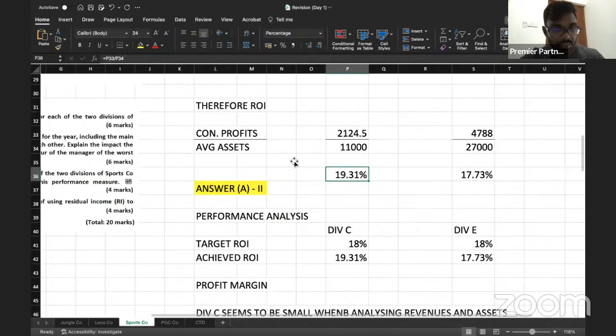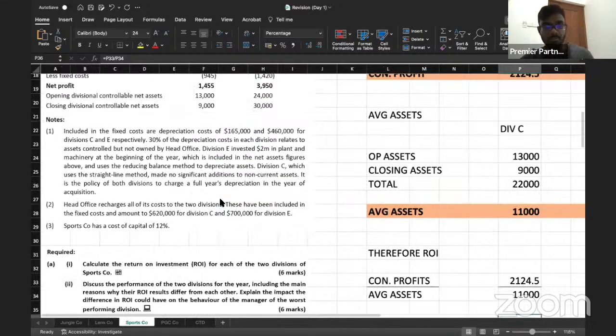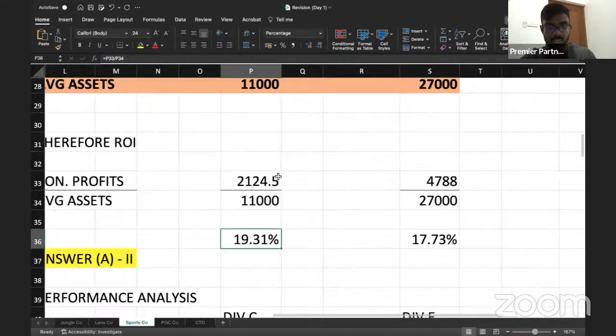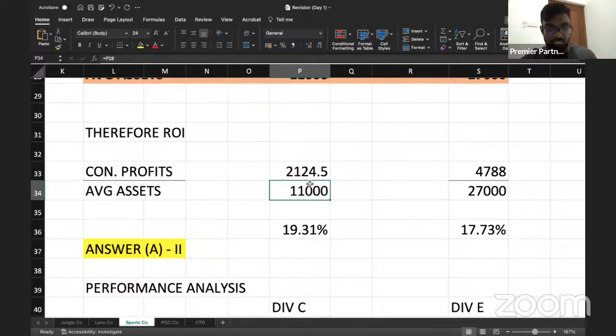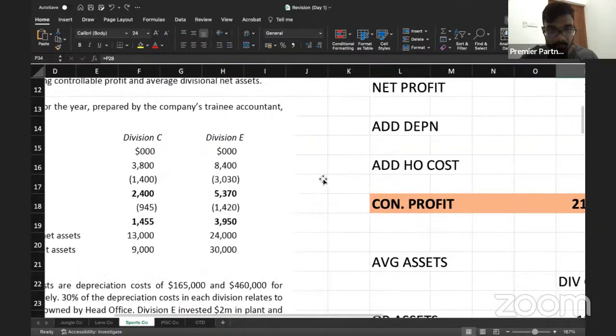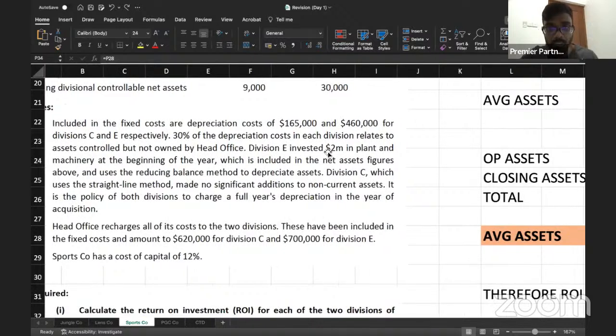People, one of the major reasons is, ROI of division C. ROI is basically you divide your profit by the average assets, no? So if your denominator is high, your ROI is going to come down, yeah? Right? If this is like 12,000, see, ROI comes down. Now, they say that division E has bought new assets. Division E invested 2 million.